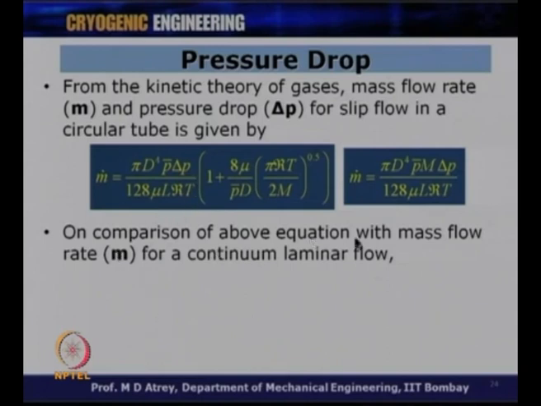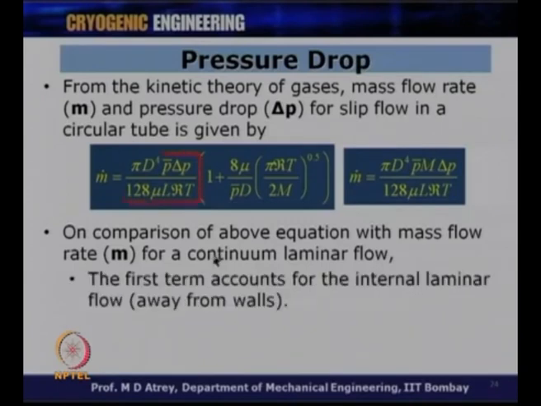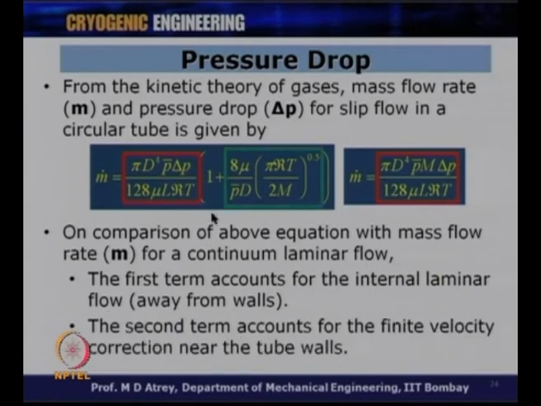On comparison of the above equation with the mass flow rate for continuum laminar flow, we know that the first term accounts for the internal laminar flow away from the walls. That means, near the center of the tube, this will account for that. But the second term is now accounting for the slip, or the finite velocity the gas molecules will have near the walls. The second term accounts for the finite velocity correction near the tube walls.